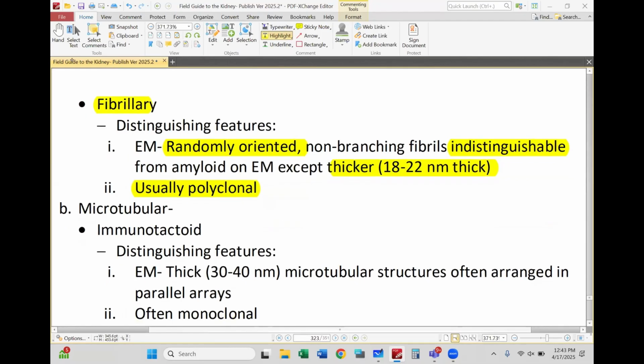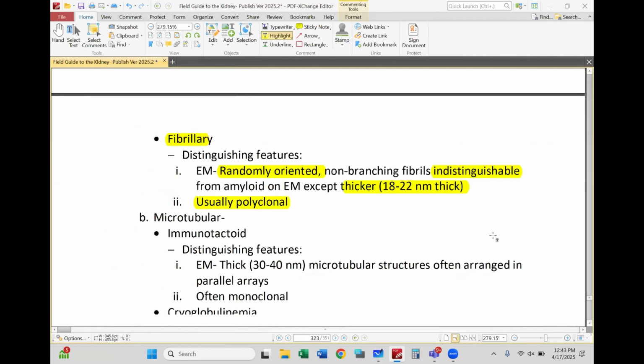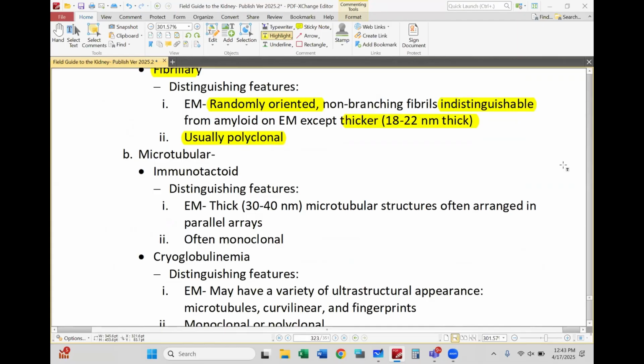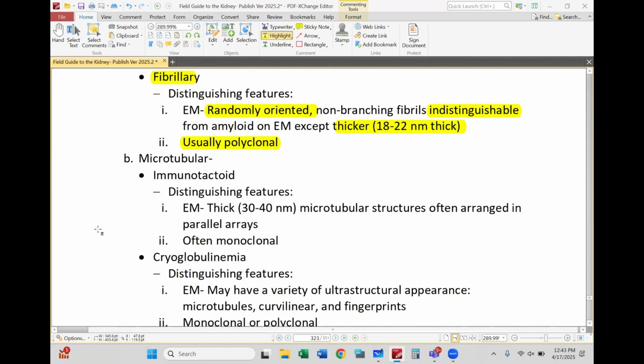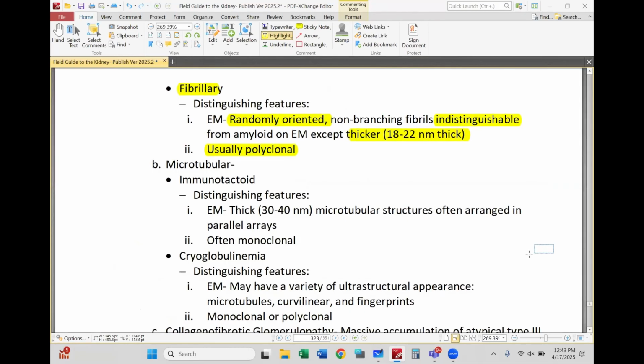coexists with other conditions, such as hepatitis C. There are cases of fibrillary that are associated with autoimmune diseases, and we often have polyclonal hypergammaglobulinemia.